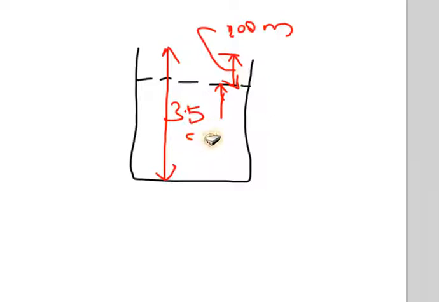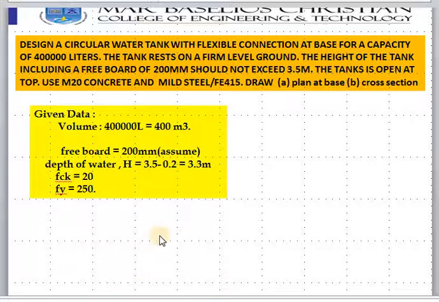Total is 3.5, so this is 3.3 meter if the freeboard is 200 mm. So for all calculations, this h you should take as 3.3 meter. Is that clear? 3.3 meter. All right, so that is what is given.